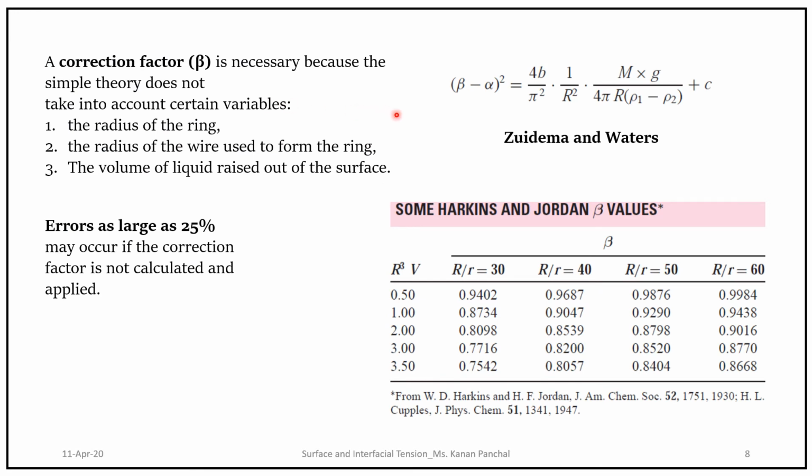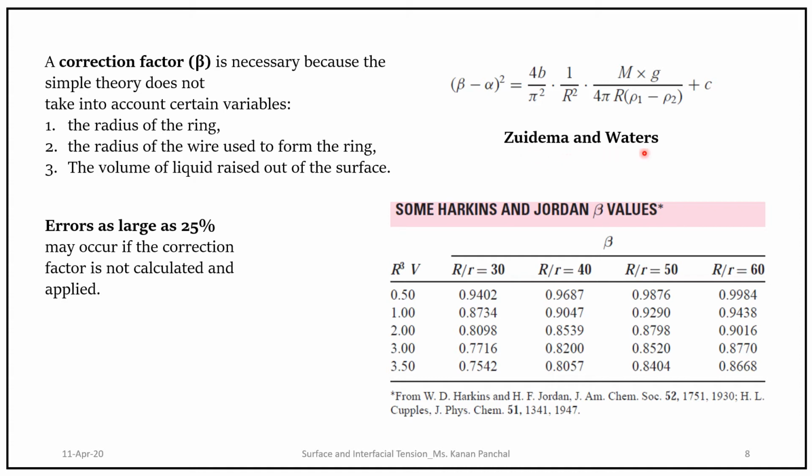Since the equation doesn't take into account the radius of the ring, the radius of the wire used to make the ring, or the volume of liquid raised out, we use the correction factor beta. In case beta is not used, errors as large as 25% may occur, which is huge. Therefore, two pairs of scientists have worked on determining the value of beta.